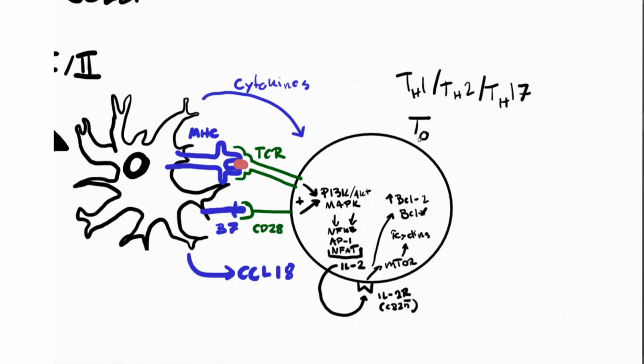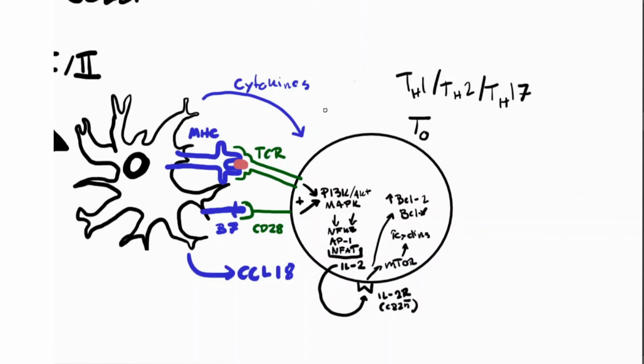All of these require different cytokines. So Th1, you want interferon gamma and IL-12. Th2, you want IL-4 and 13. Th17, you want IL-6, IL-1, TGF-beta, and stuff like that. Because they induce different transcription factors, which kind of determines the polarization program of the T cell.